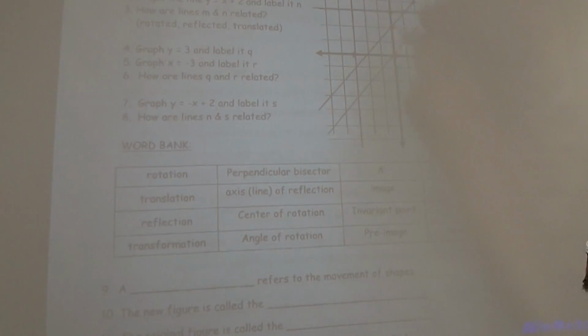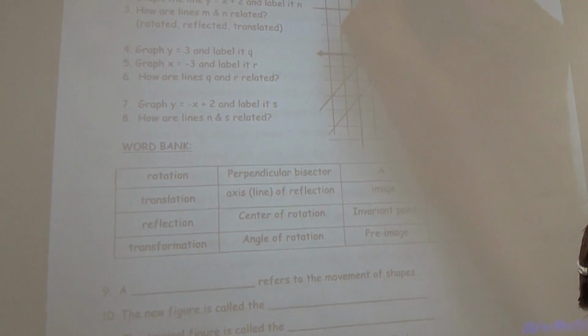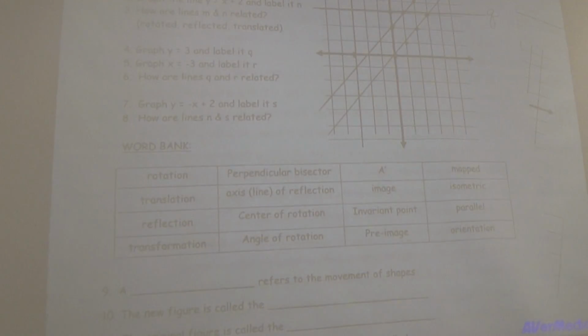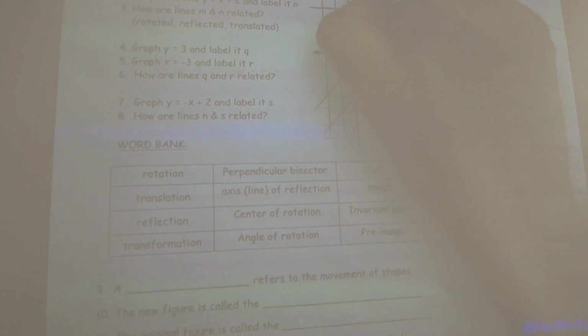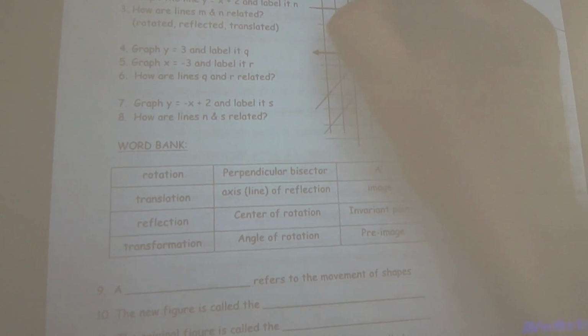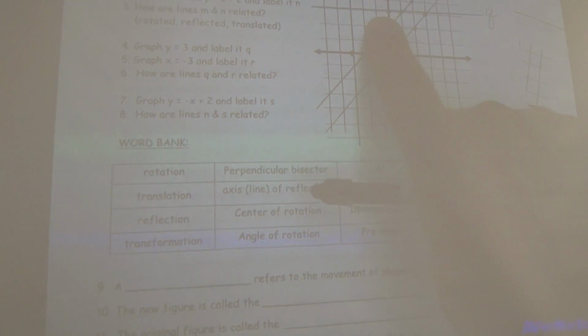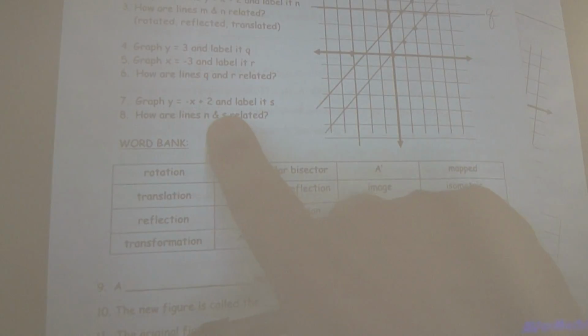And you're going to label that one R. Well, let's call that one, well, I need the other one Q, didn't I? So yeah, let's make this one. How are those two lines related? They're perpendicular. Okay, so they're perpendicular. So they're meeting at 90-degree angles. Okay, all right. Now graph one more.